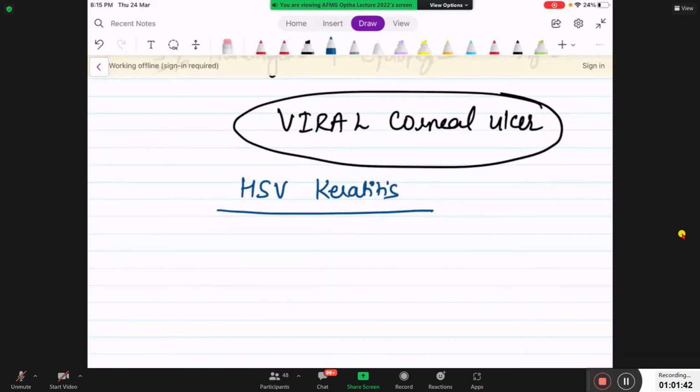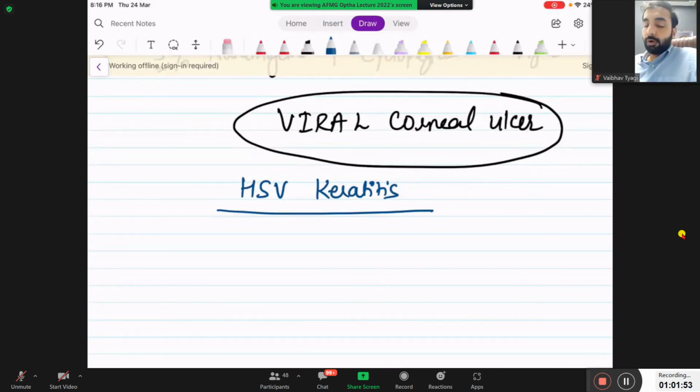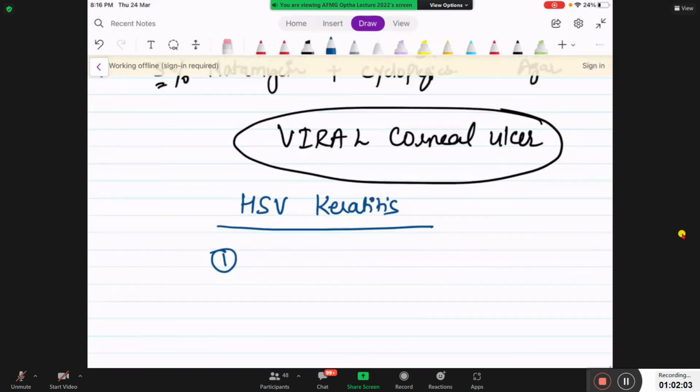So this herpes simplex keratitis has 5 subtypes. It can manifest in either of the forms. Each of the subtypes is very important. First one is HSV keratitis causing superficial punctate keratitis.